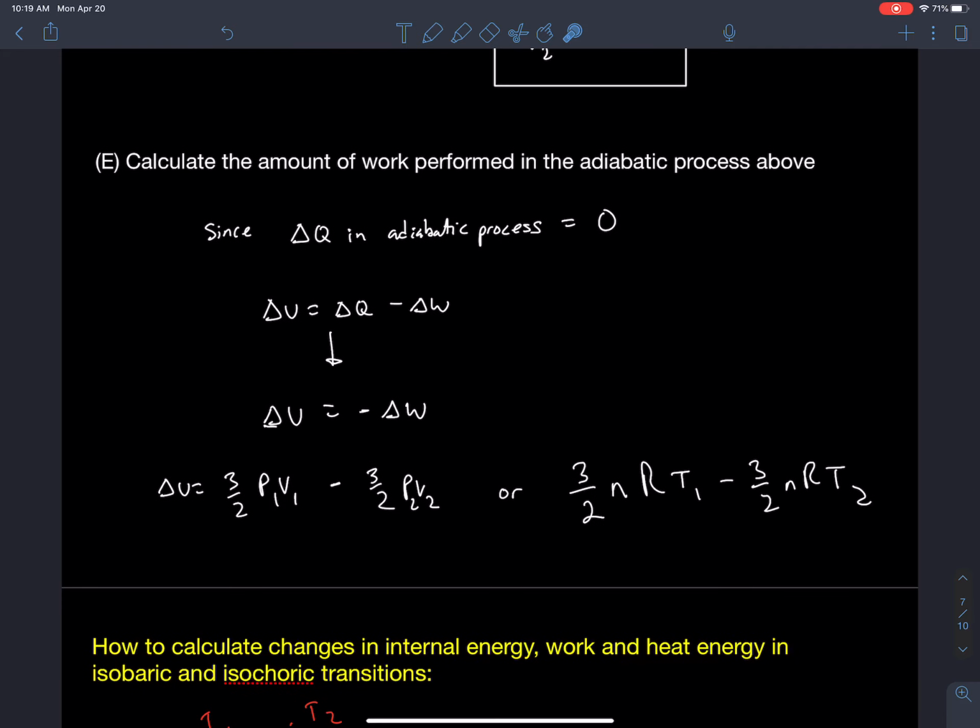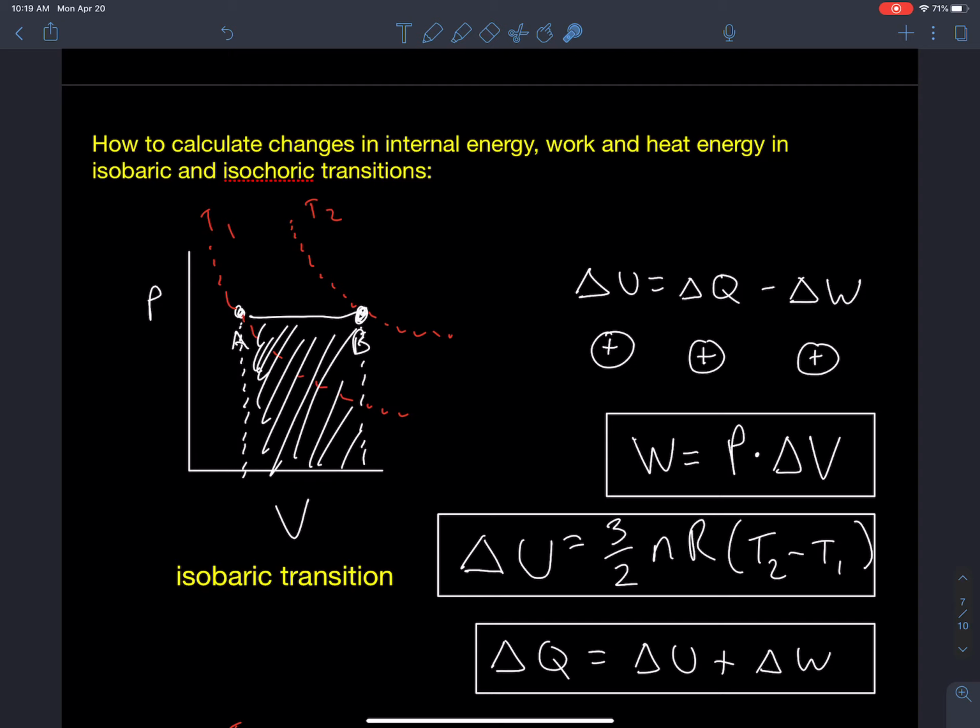Now, I want to go to the simpler stuff, which is to calculate changes in internal energy, work, and heat energy in isobaric and isochoric processes. Here are the other two transitions. This is an isobaric process where my gas and piston goes at a constant pressure from one point to another. That would go from one isotherm to another isotherm. The work would be easy to calculate. You just have to calculate the area under that rectangle.